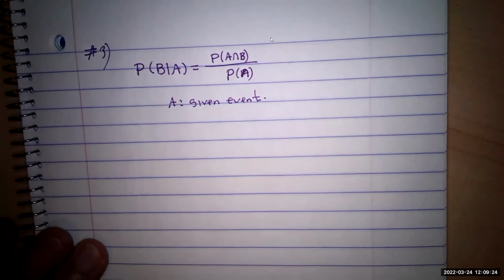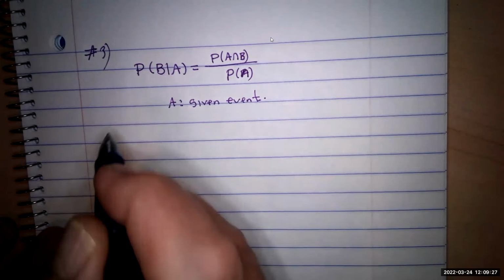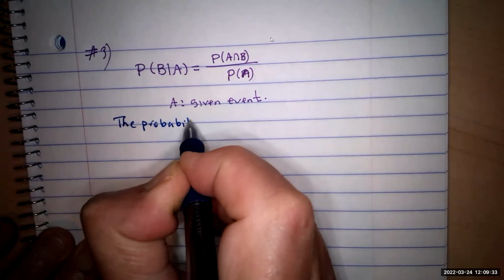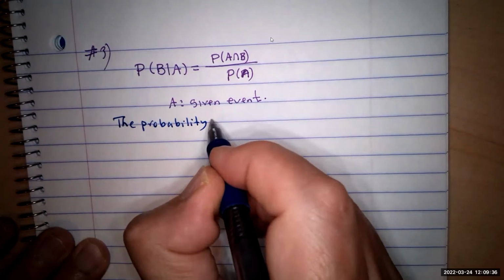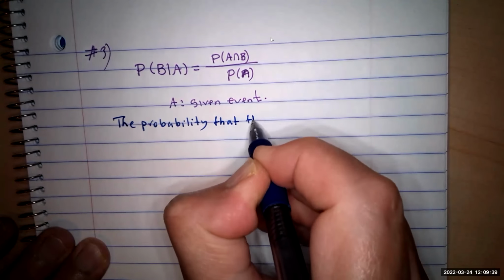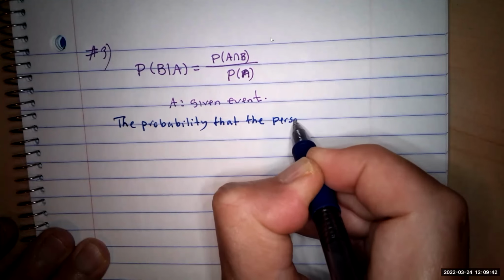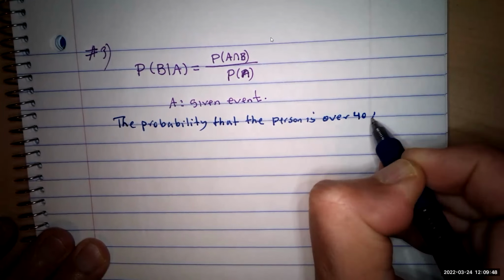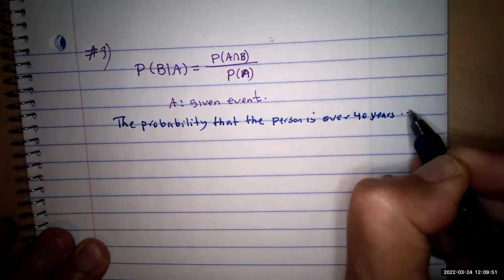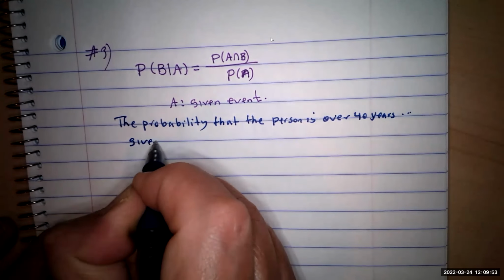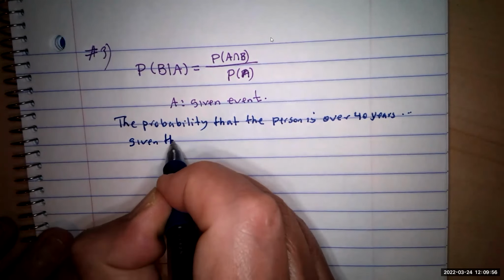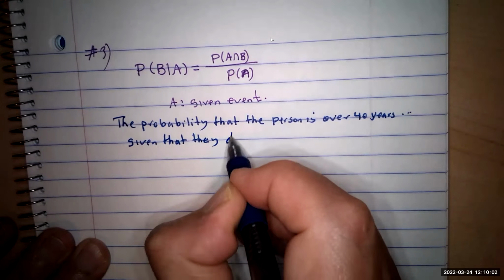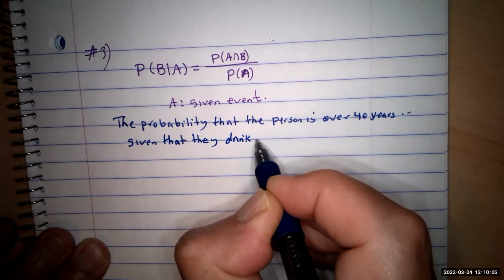Okay. So in this problem, I write it down so I explain it. You see the probability that the person is over 40, given that, this part is important, given that they drink root beer.